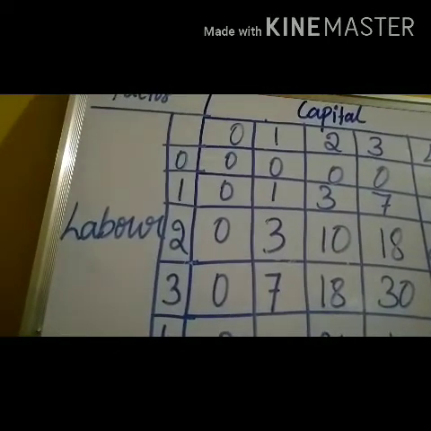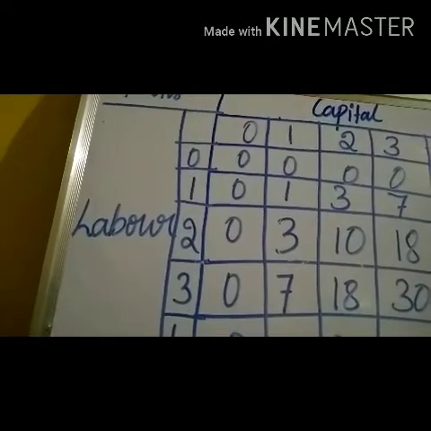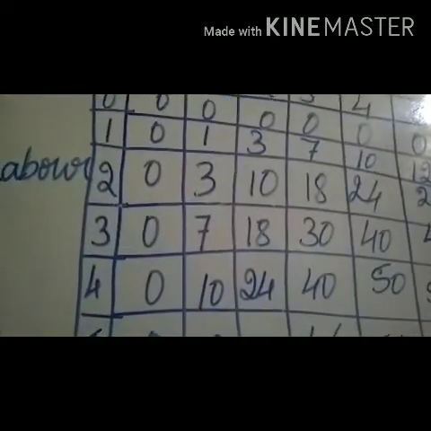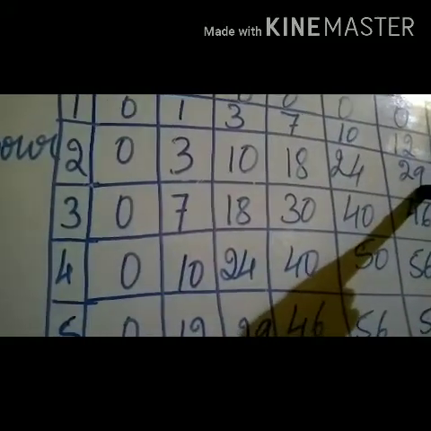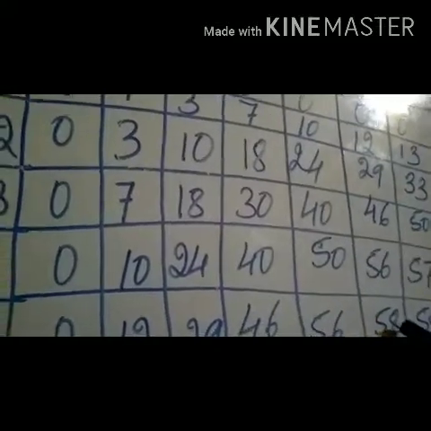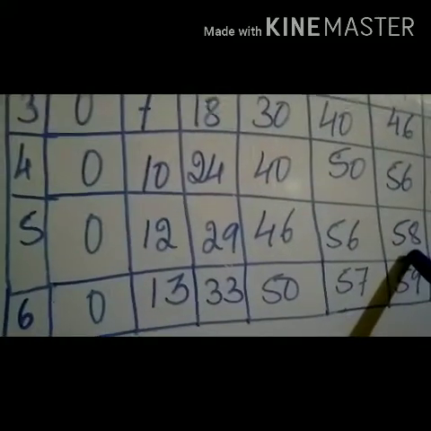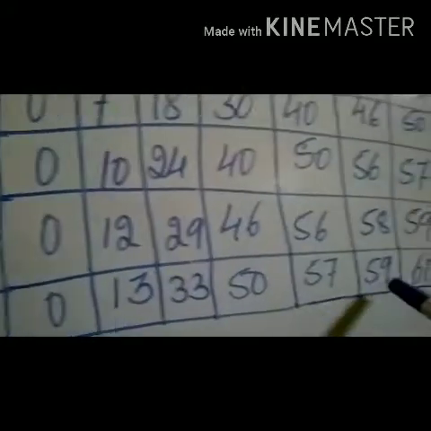So what is isoquant? Isoquant is a set of all possible combinations of two inputs that yield the same maximum level of output. Now 5 units of capital and 2 units of labor, the output will be 29 units. Now 5 units of labor and 5 units of capital, the output will be 58 units. And 6 units of capital and 6 units of labor, the output will be 60.